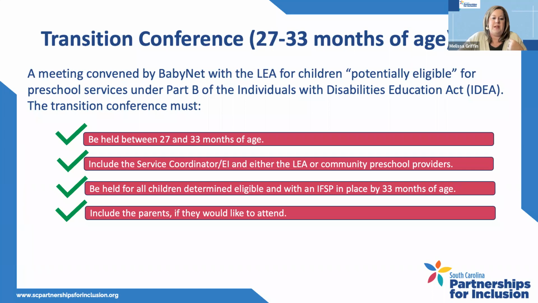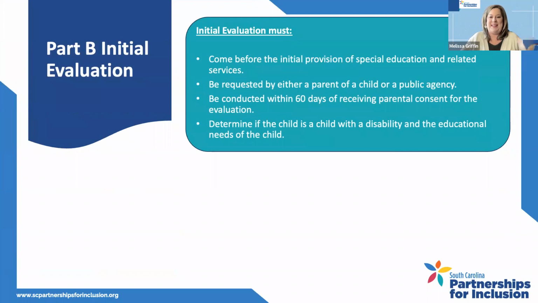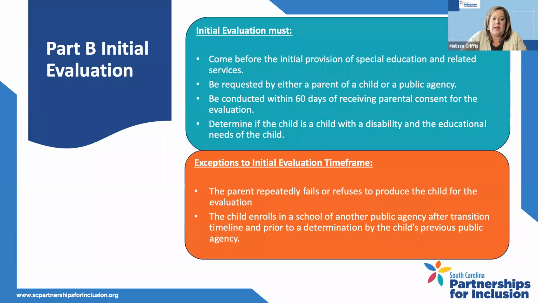Okay. All right, let's move on to our next step, because this does become Part B. So this is where the initial evaluation comes into play, and those are obviously completed by Part B 619 personnel after the transition conference and prior to the child's 3rd birthday. The evaluation and eligibility determination does require parental consent, and it has to be completed within 60 days of receiving that consent. Now, of course, things don't always go as planned, right? So there are some exceptions to that initial time frame.